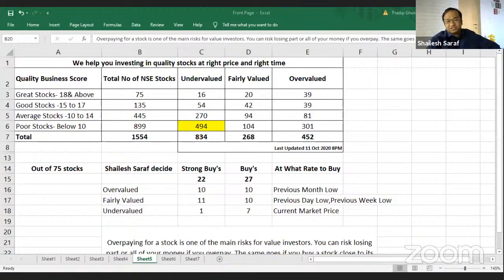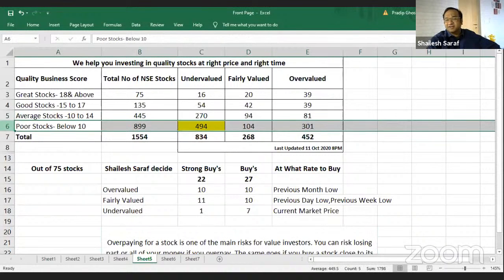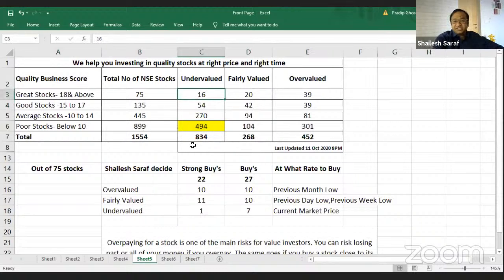If you see poor stocks, there are 899 stocks in the market. And if you see great stocks, there are only 5% great stocks in the market, right? Now there is very interesting data. If you see the 16 stocks which are undervalued, that means out of 75 great stocks, 16 stocks are available at a good price which I can enter right now. 20 are fairly valued and 39 are overvalued.